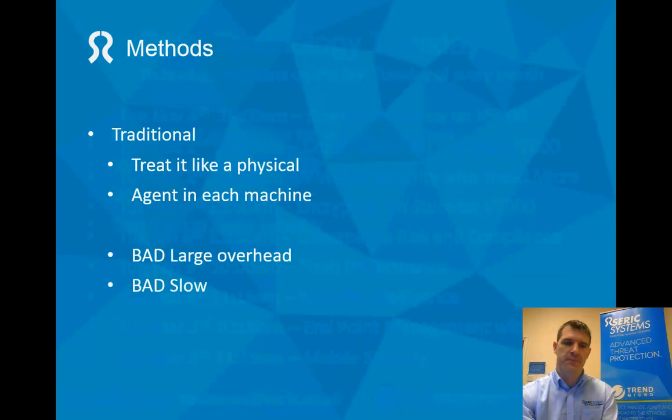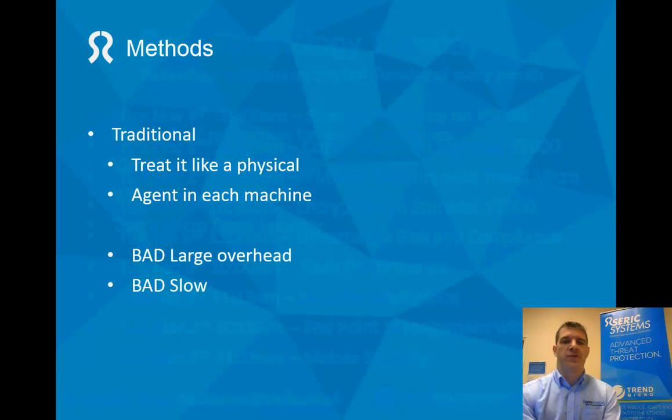So a traditional method is you treat your virtual machine like a physical one, and you just put an agent in the machine. This is considered bad because it's got large overheads, and because of that it makes things slow. The reason for that is consolidation. In a VDI environment, you've potentially got hundreds of virtual machines on one physical machine. Even with servers, you're probably getting 10 plus servers on one physical machine. So if you've got the overhead of 10 antivirus agents running, that can slow things down quite a bit.